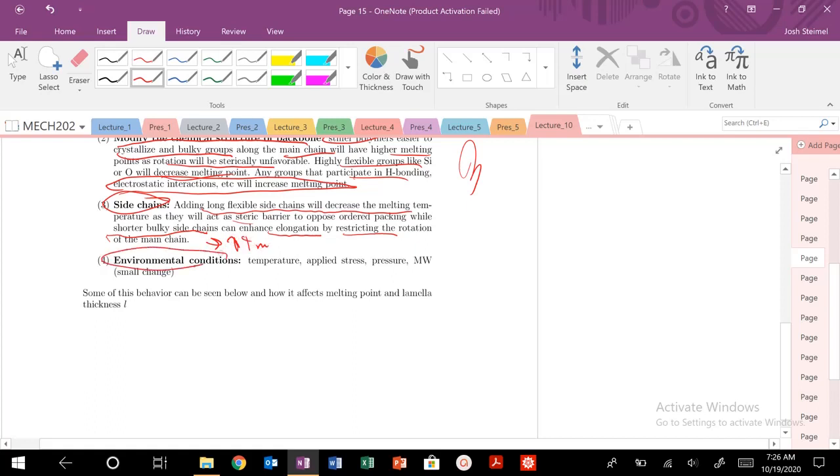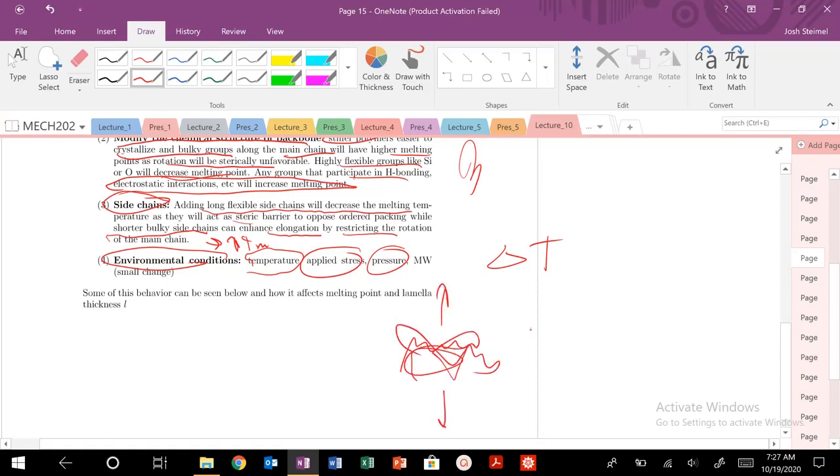And finally, environmental conditions. If we increase temperature, obviously that is going to change the conformational entropy component of your system. So it might be more difficult, as we saw, since as a function of undercooling that changes your crystallization rate. Applied stress and pressure is very interesting. If I have a polymer mixture, a bath, and I apply some stress, I'm going to elongate my chains. This is going to be easier to stack, and that's going to increase my melting temperature. It'll also increase my lamellar thickness as well.